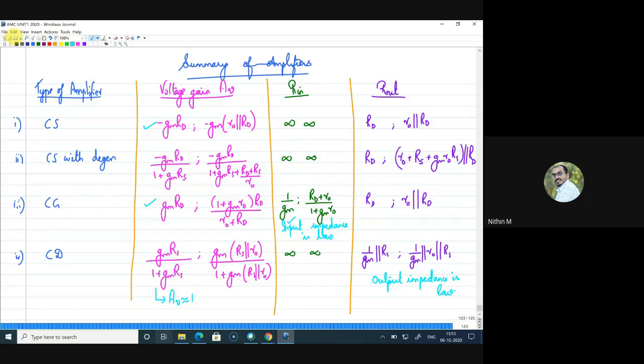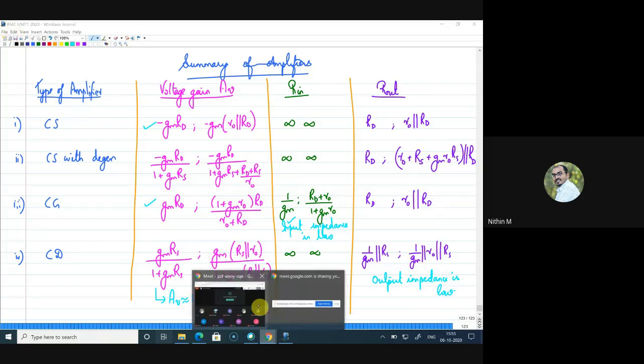So this is the summary of all the amplifiers. With that, the theoretical and the derivation part of unit 1 is done. From next class onwards, we'll take up numericals. We'll solve different varieties of questions so that you will be prepared for your exam also. Now if you have any doubts, you can unmute and ask me.